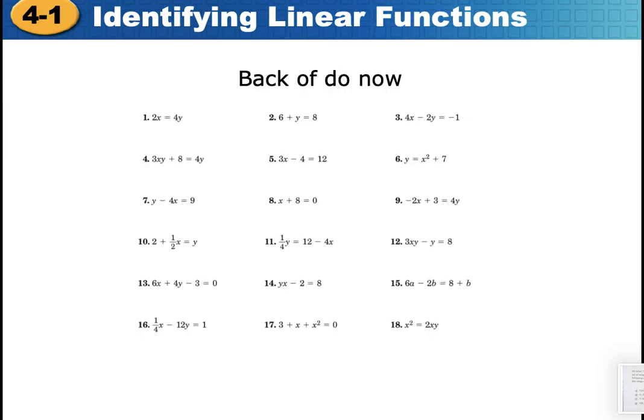So, let's take a look at number one. 2x equals 4y. Do x and y both have exponents of 1? Yes. Because they don't show an exponent. Oh, well, they do. You just can't see it. It's 1. All right. The next one. X and y, are they being multiplied together? Nope. And the last one, do they appear in a denominator? No. Are they in an exponent? No. Are they in a square root sign? No. Boom. Number one is a linear function.